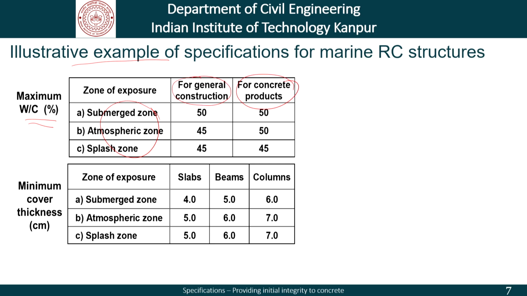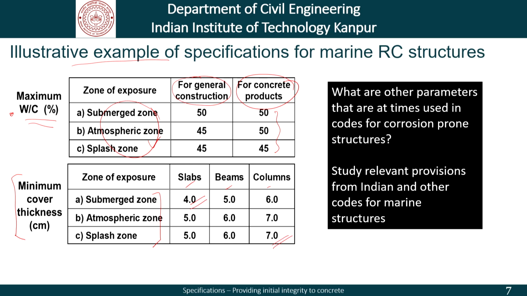You can see that it ranges from 45 to 50 depending on different combinations, and apart from the maximum water cement ratio, we talk about minimum cover thickness for different structural elements depending on the same zones of exposure, and these values range from, let us say, 4 centimeters to about 7 centimeters.